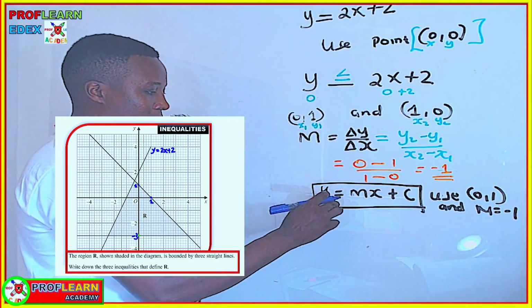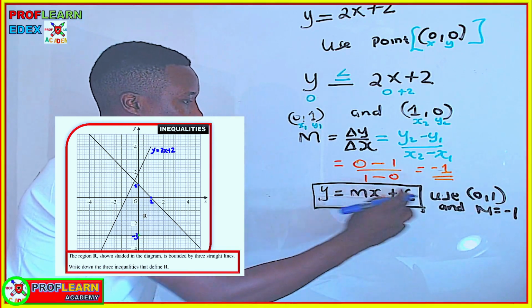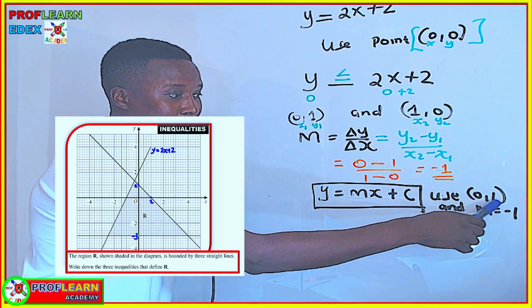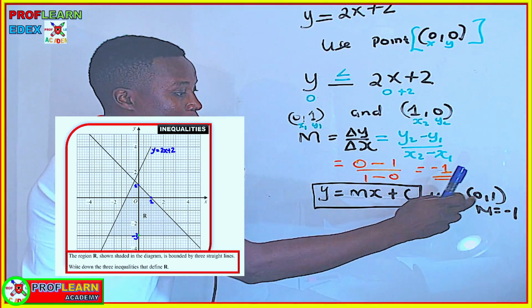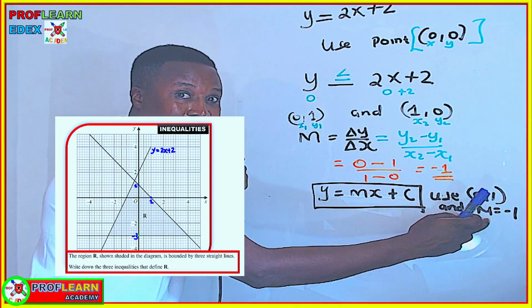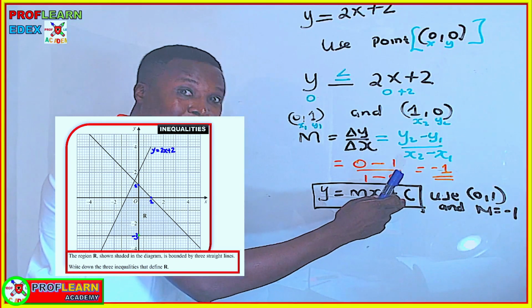Then substitute them here. Where we have y, we shall write 1. Where we have x, we are going to write 0. And where we have m, we are going to substitute -1, so that we can find the value of c.